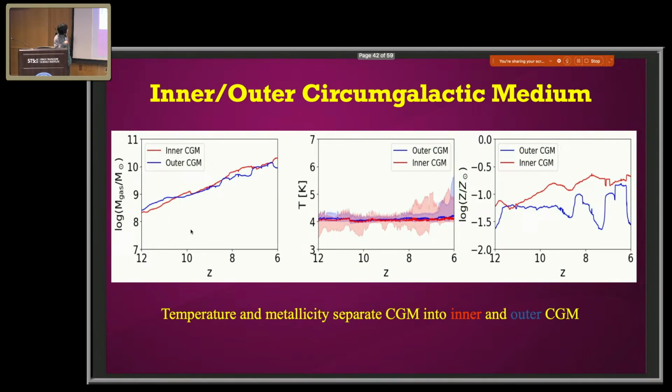And you can see there is a separation between the temperature and metallicity of the inner and outer regions, and in the inner part you have a higher metallicity. So we think the inner CGM is more dominated by the galactic feedback.